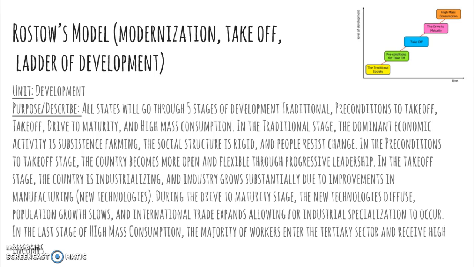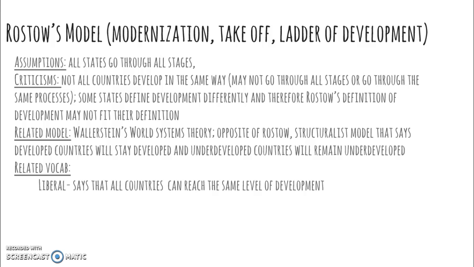In the takeoff stage, countries industrialize and industry grows substantially due to new technologies like in the Industrial Revolution. And then during the drive to maturity stage, the new technologies diffuse, population growth slows, and international trade expands. And in the last stage of high mass consumption, the majority of workers enter the tertiary sector and receive high incomes. It assumes that all states go through all stages. And the criticisms are that not all countries develop in the same way, and some states define development differently, and therefore Rostow's definition of development may not fit their definition.